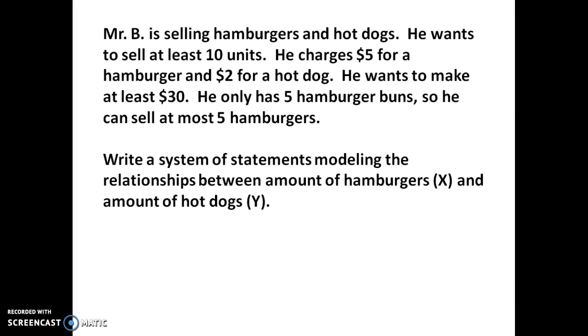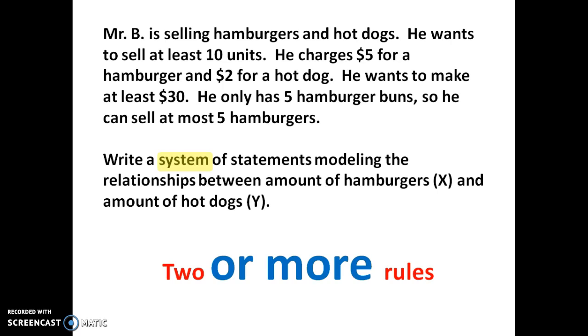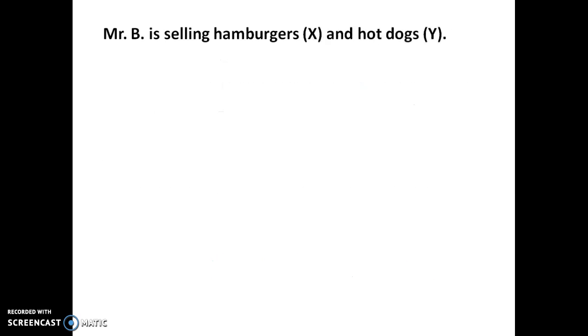So we're going to write a system of statements modeling the relationships between the amount of hamburgers and the amount of hot dogs. So based on our scenario, we know we need a system. It means 2 or more rules, or more. Sometimes we have more than 2 rules. So Mr. B is selling hamburgers, which we're going to use as X, and hot dogs, Y. He wants to sell at least 10 units.